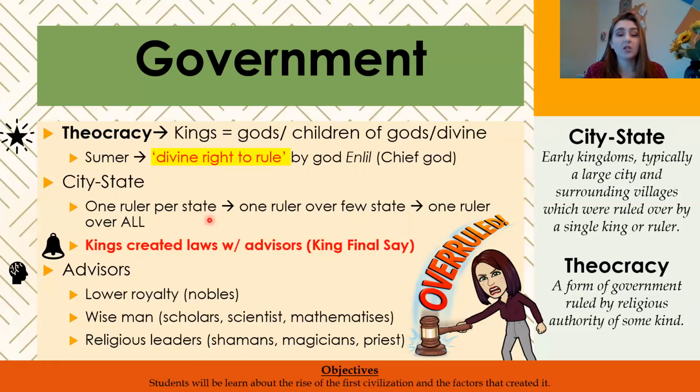But for now, most of it was small city-states like Sumer. And kings would create the laws with the help of advisors, but the king would have final say. The king decided whether a law was created, a law was gotten rid of, or something happened in the civilization. The king made the final decision. Advisors were often lower nobility in royalty, like princes or brothers or sisters of the leading king, as well as wise men like scholars, scientists, and mathematicians. And then finally, we'd have religious leaders like shamans, magicians, and priests, all of which would encompass the government at this time. And like I said, kings would have final say and dictate what rules were and weren't implemented in these city-states.